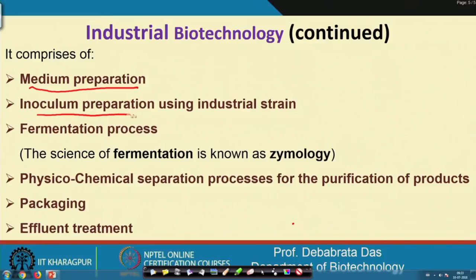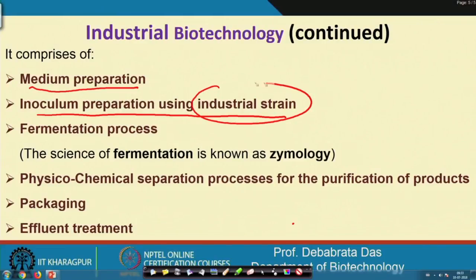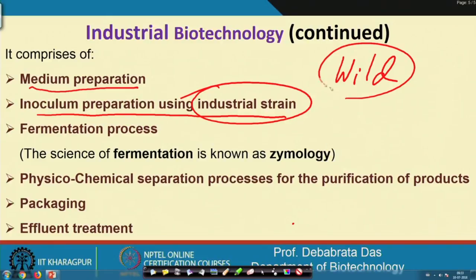Second is the inoculum preparation using the industrial strain. The term industrial strain is very important. We know there are two types of organisms. One is called the wild strain, and the other we call the industrial strain. Wild strain means the organism which we isolate from the soil, because it is naturally available. But the industrial strain is produced for industrial purposes. And for what industrial purpose, the strain has different characteristics.